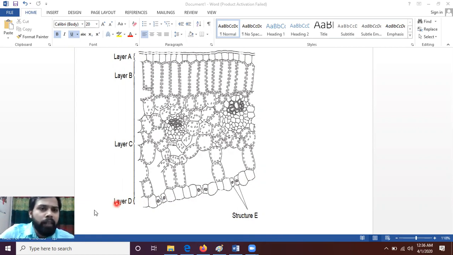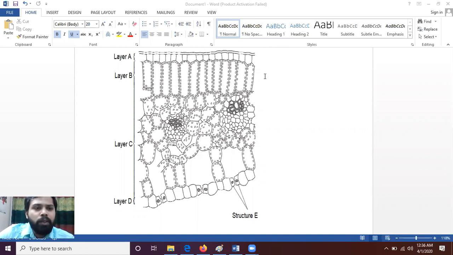So layer A is whatever you see on the top of the leaf. And layer D is the other side of the leaf, that little less green part of the leaf, which is basically layer D. And in between, we don't see layers B and C. Today we are going to look at all these layers, whatever they contain, and what the advantages of having such a structure are, we'll be discussing that.